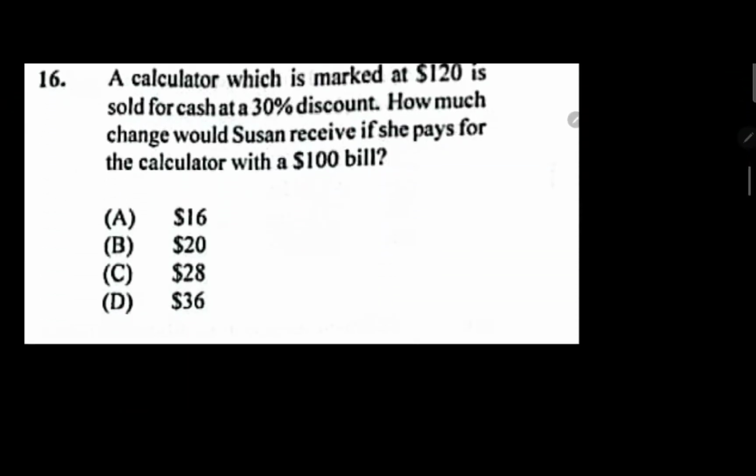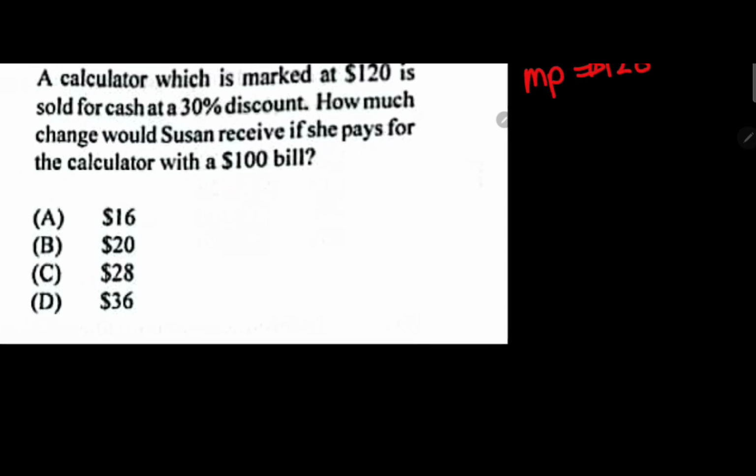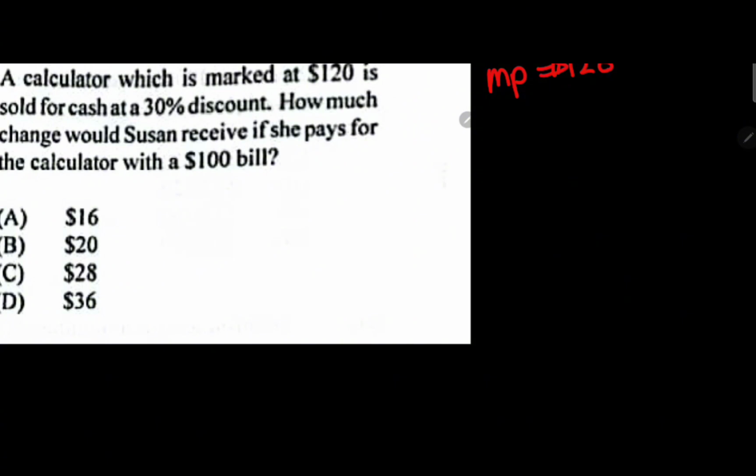Option 16. A calculator which is marked at 120 is sold for cash at a 30% discount. How much change would Susan receive if she pays for the calculator with a $100 bill? The mark price is 120, and if you buy it in cash, you get a 30% discount, right? So for cash payments only, 30% discount off the mark price, right?